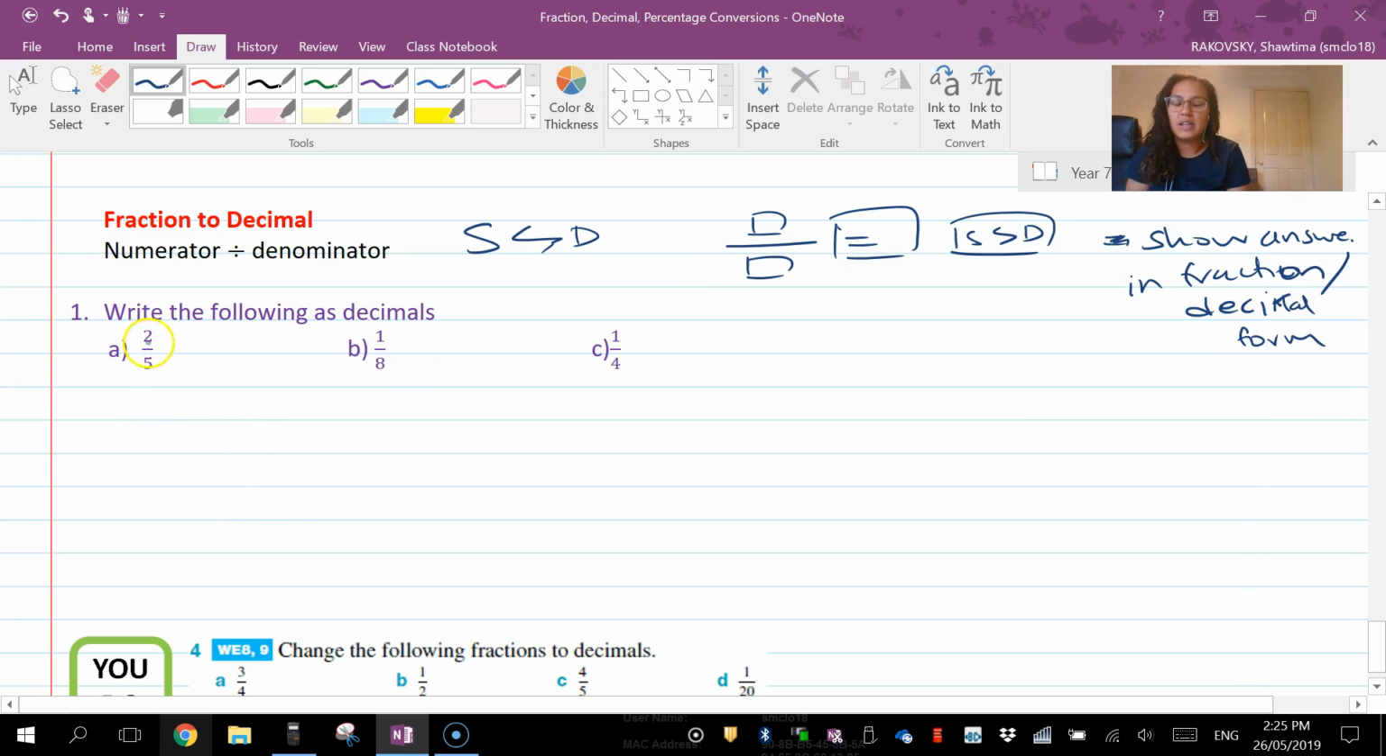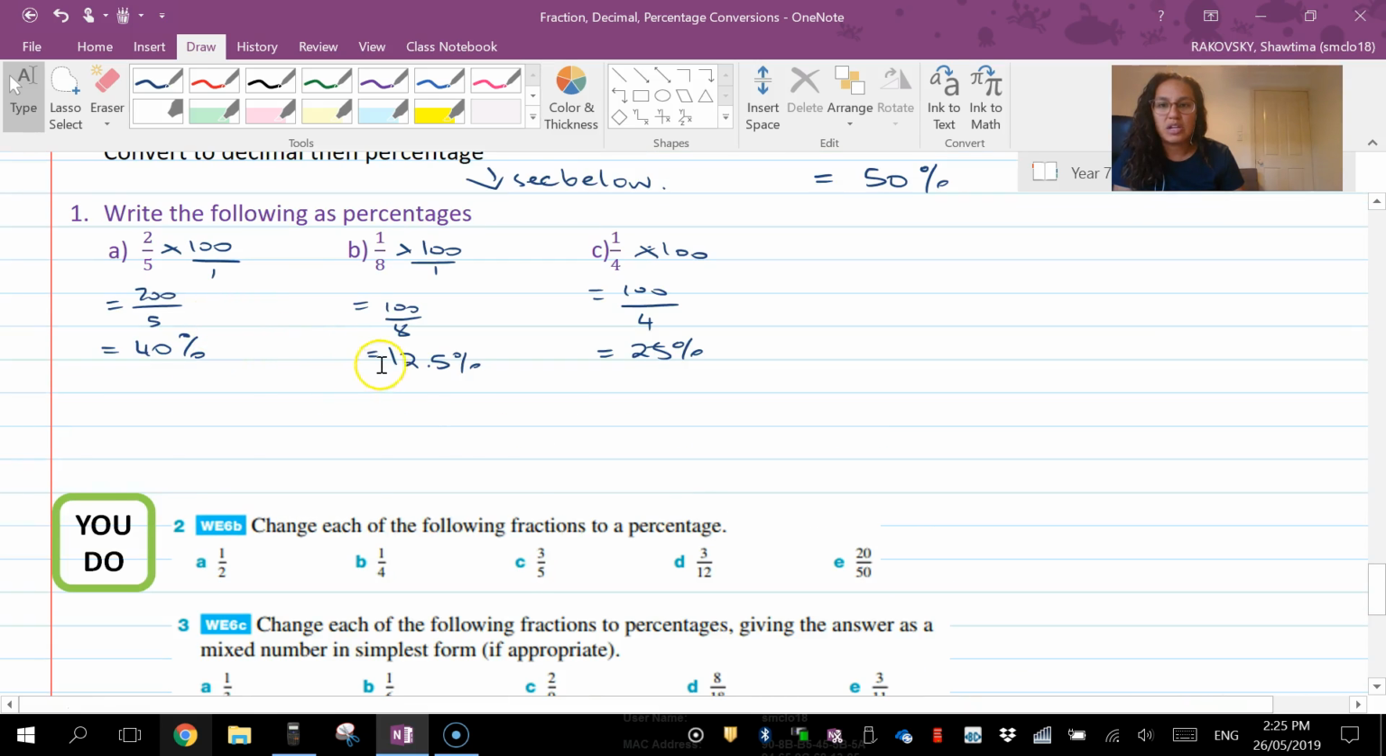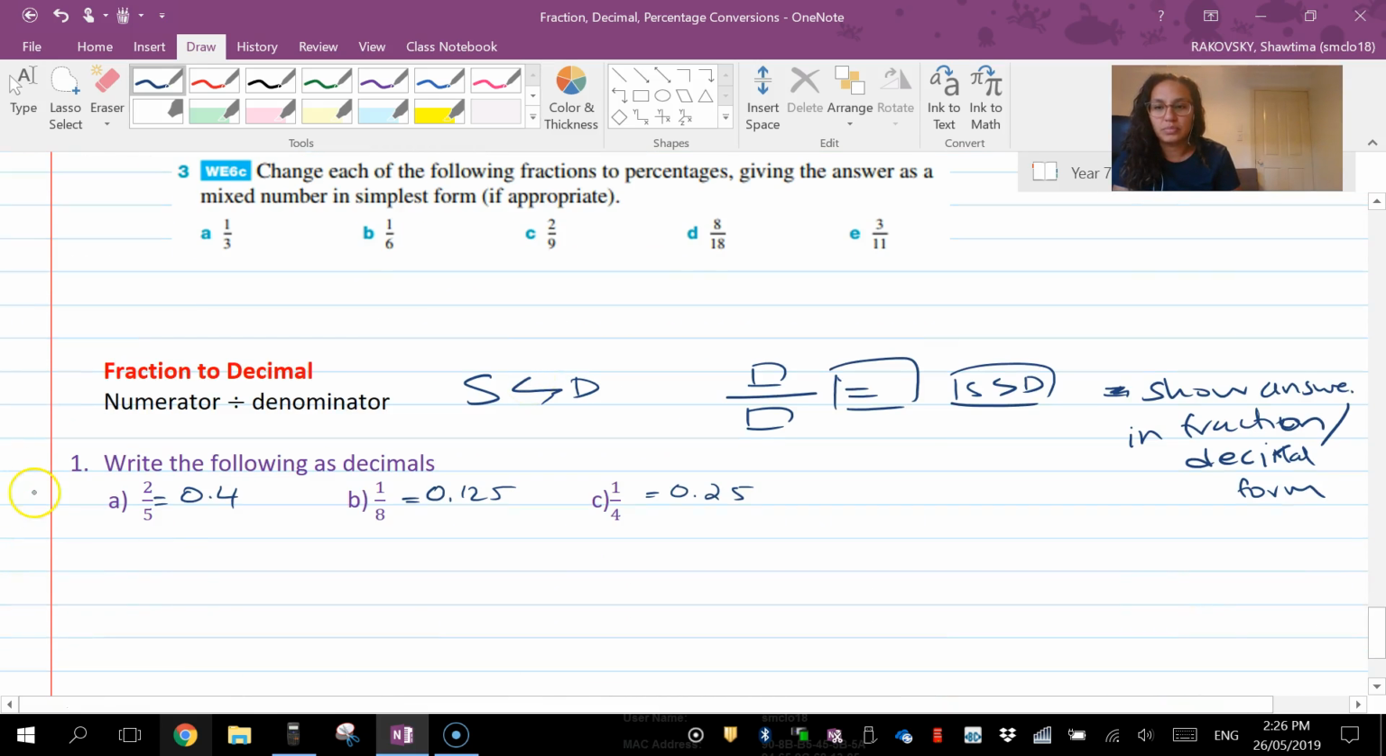Okay, so in this case here, 2 divided by 5 is going to give us 0.4. If you start to recognize that there's a certain pattern forming as well, over here it's going to be 0.125, and over here it's going to be 0.25. Now if you have a look up here at our percentages from the last video, 40%, 12.5% and 25%.